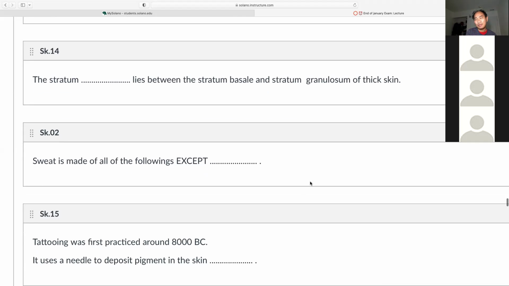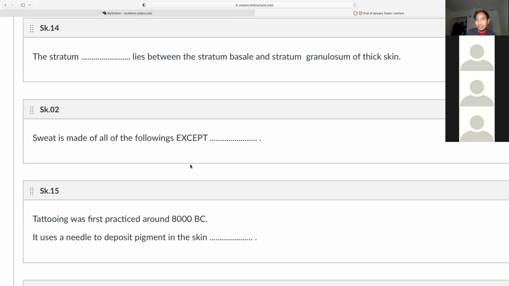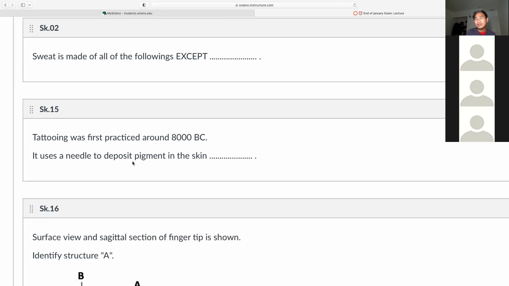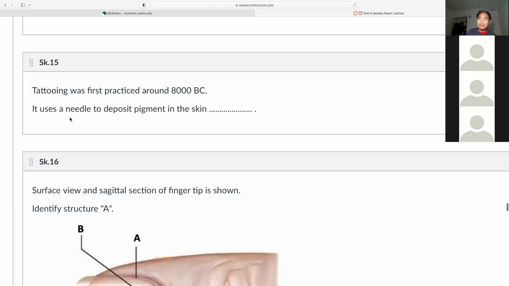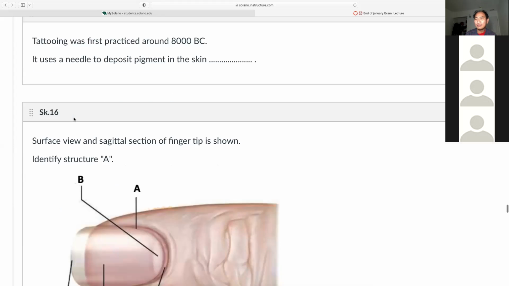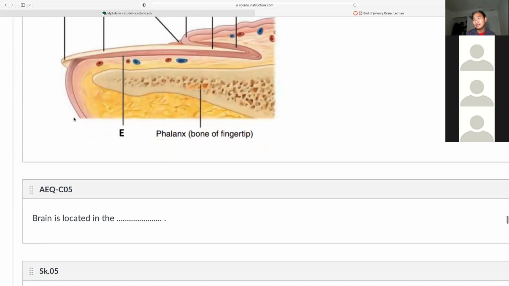Sweat, have a little read about sweat. I'm not going to show you. What about the basement layer? Do we have to remember that? The basement layer is basal, it is the base. Then just the dermis. Dermis has 2 layers. And with tattooing, if you have a tattoo, you need to know where the pigment has gone into your body. Also have a little look at the anatomy of the fingernail.